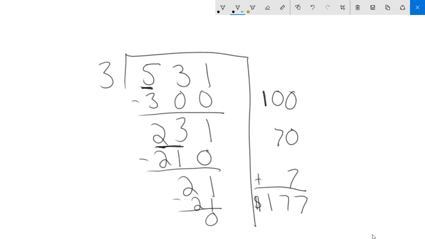Today we're doing the 4th grade standard of taking a number and dividing it by one single digit. The biggest thing you need to remember for today, you've got to know your multiplication facts. Multiplication is not going away. You need to know those facts.